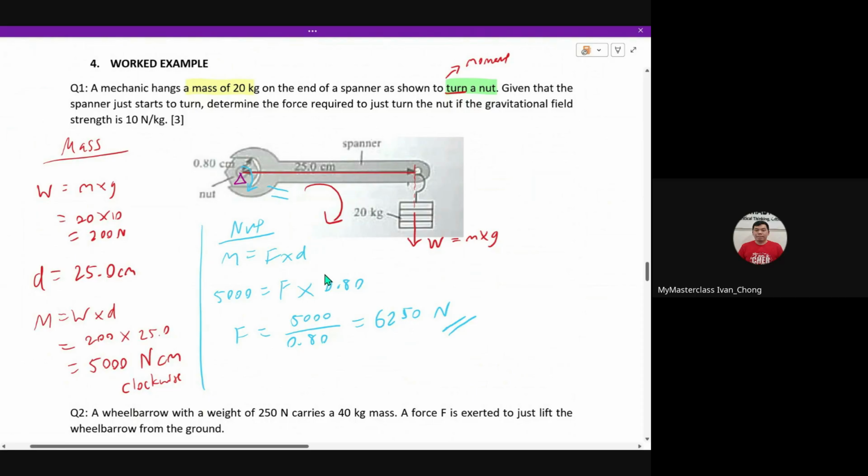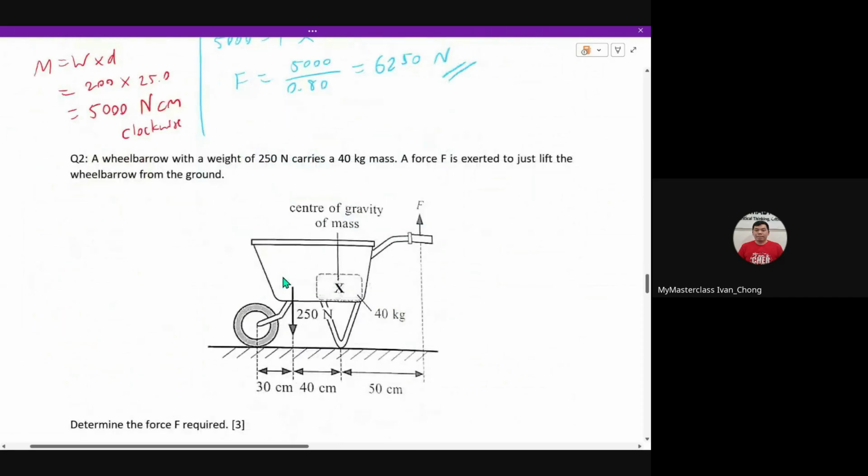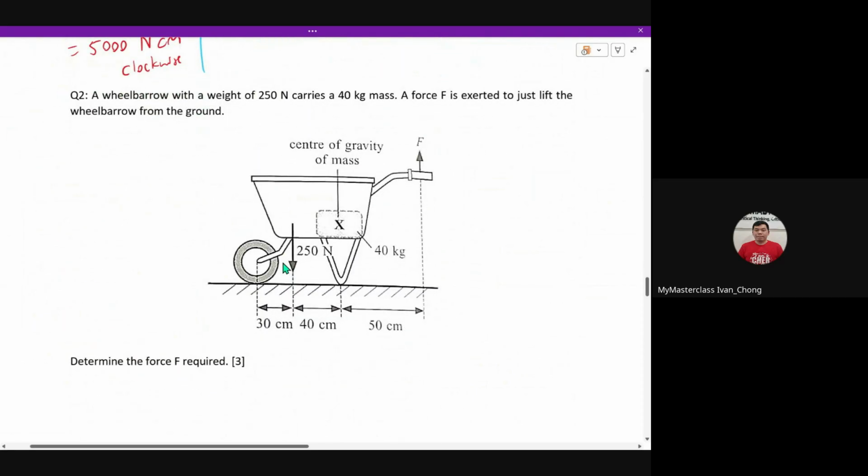All right. So next, over here, your wheelbarrow itself. Now your wheelbarrow, if you notice over here, has a weight, 250, and now you have an extra 40 kg mass, which means you have a weight down here. And this is M times G. You actually have 400 newtons over here. So now you actually have 2 downward forces and you have 1 upward force over here. So in total, you actually have 3 different forces acting on your object.